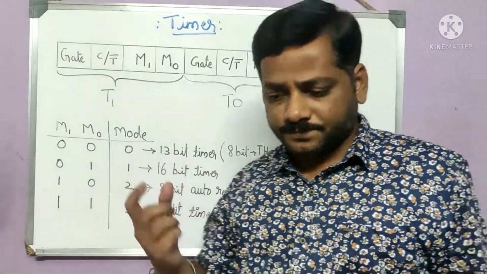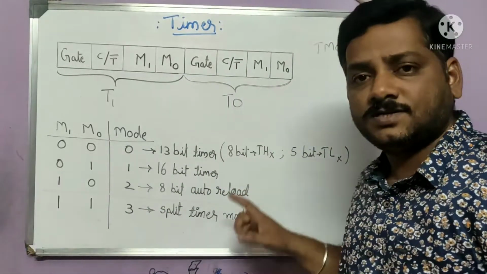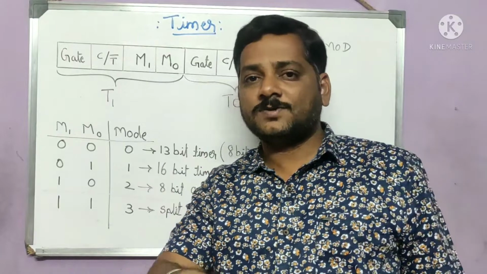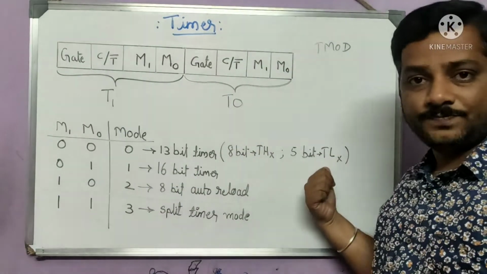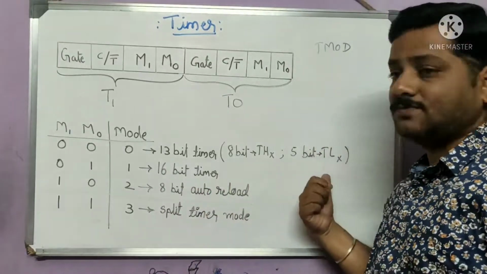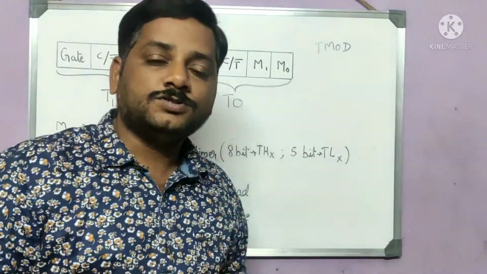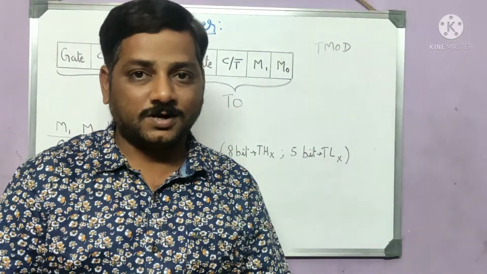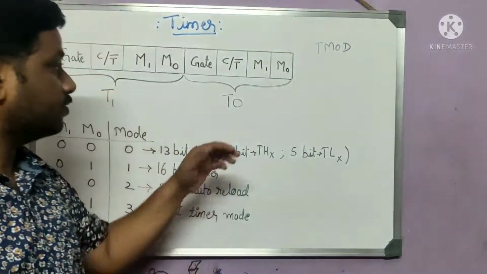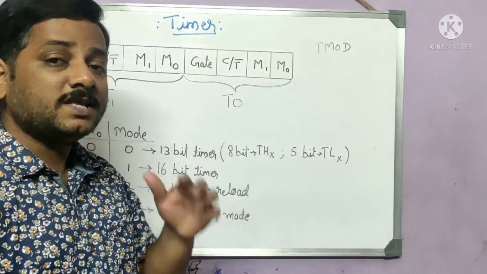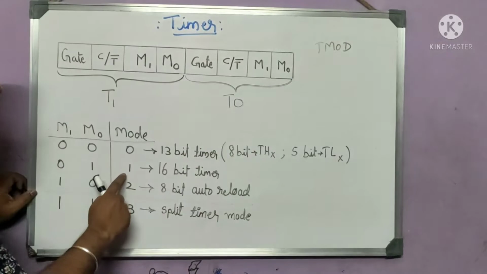13 bits means we use the complete 8 bits of THX. THX in the sense, if it is timer 0, we use TH0's 8 bits and the remaining 5 bits are from TL0. If it is timer 1, then TH1, TL1. That's why we generally mention it as X. So 13 bits are used to make the count. If you want to use it as 13 bits, you should make it mode 0. So how to make mode 0? Put 00 in it. Next we may give the input 01. If you give 01 here, that is mode 1.